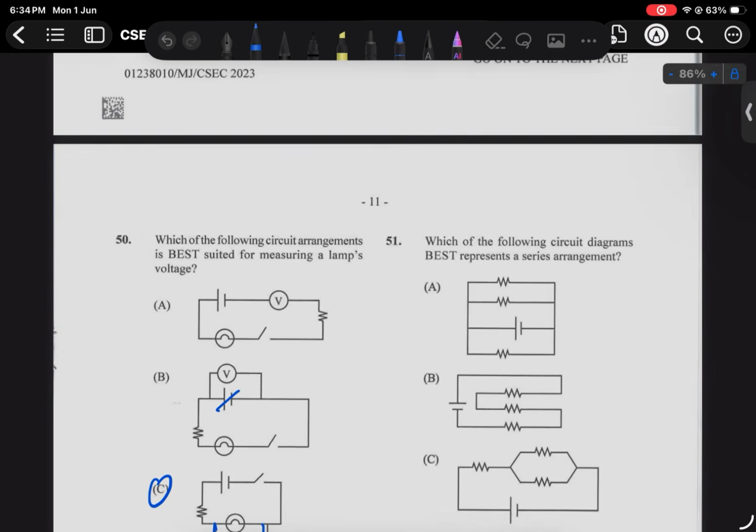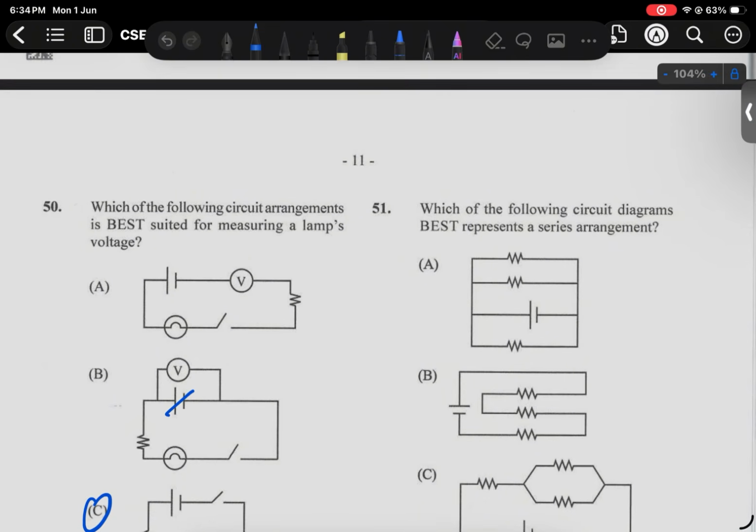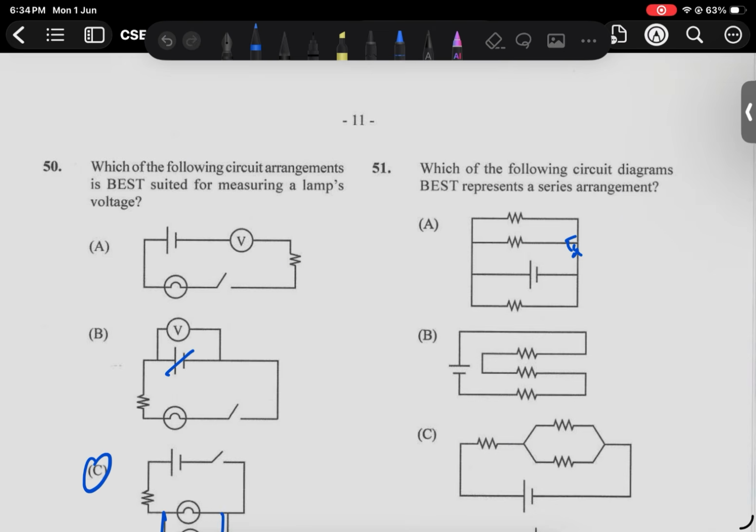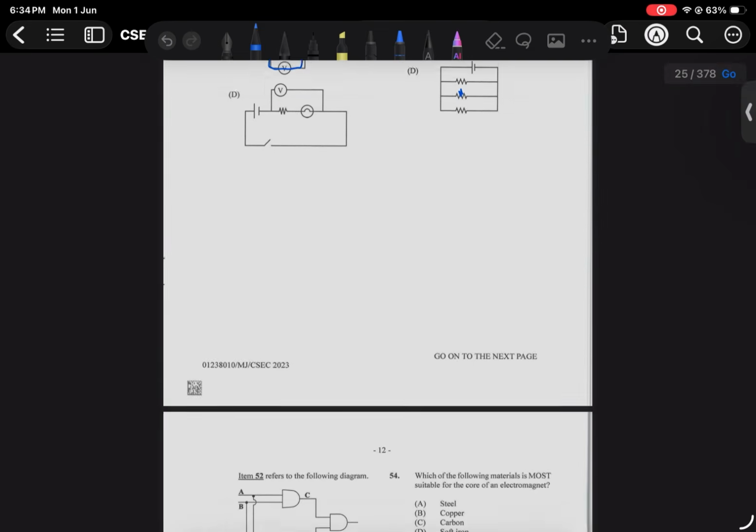Which of the following circuit diagrams best represents a series arrangement? No, this is parallel. Current will split. Yes, this is series. Current will only travel in one direction. The others are parallel. So the answer is B.